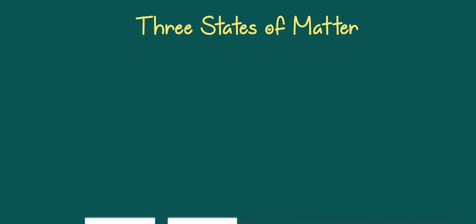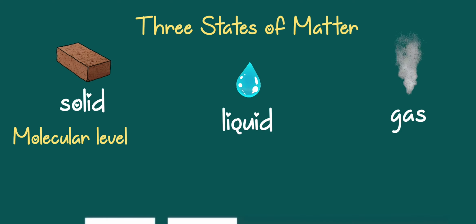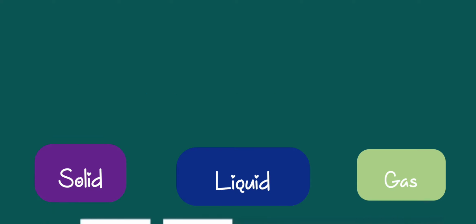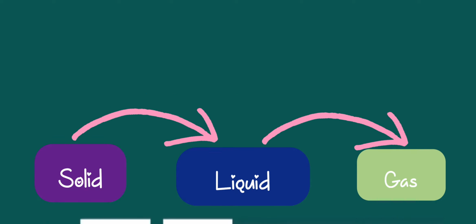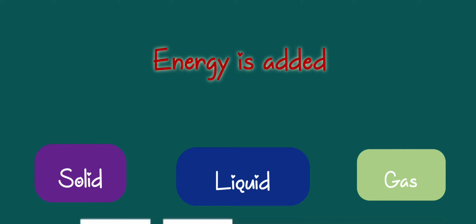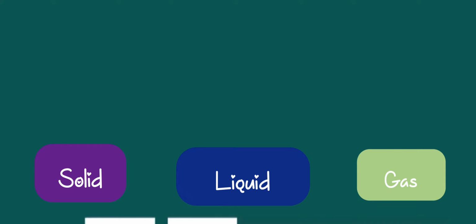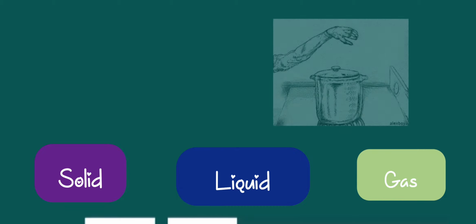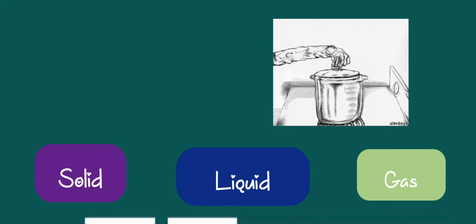Meron tayong tatlong states of matter. Yun ang solid, liquid, at gas. From solid to liquid or liquid to gas, energy is added or dinadagdagan ng energy. So imagine niyo ang yelo kailangan ng init para matunaw, ang tubig kailangan ng init para kumulo at para maging gas. So nagdadagdag ng init.